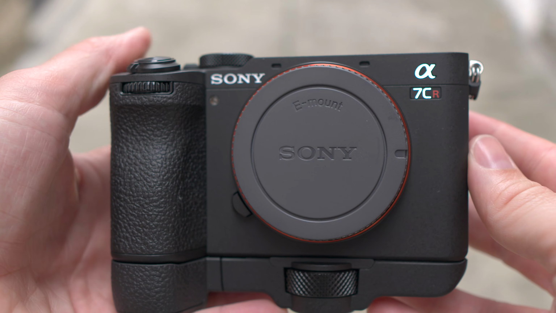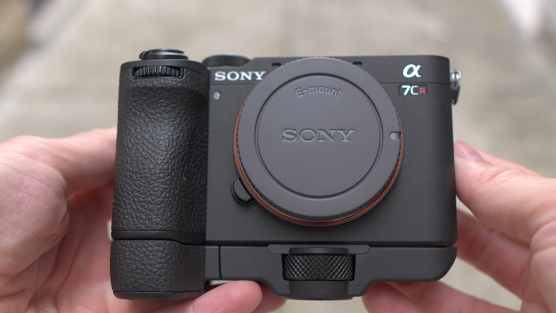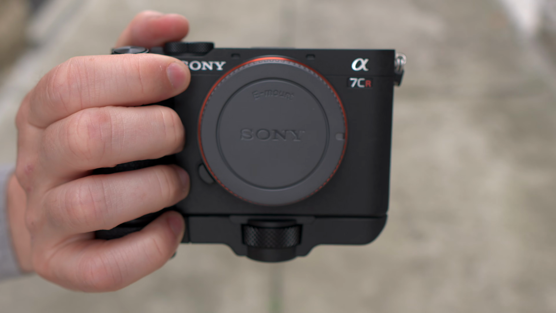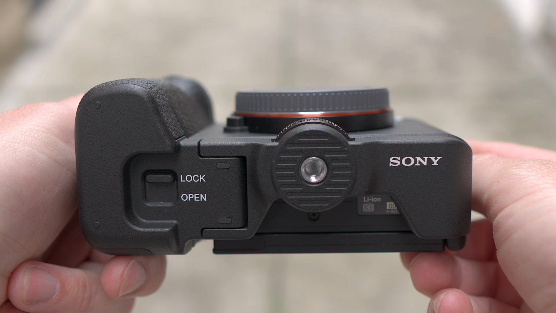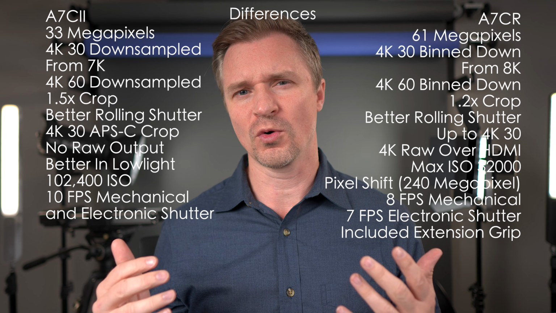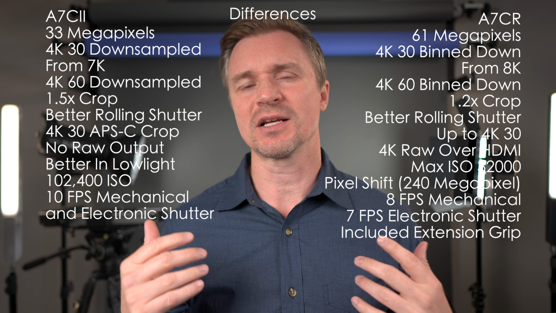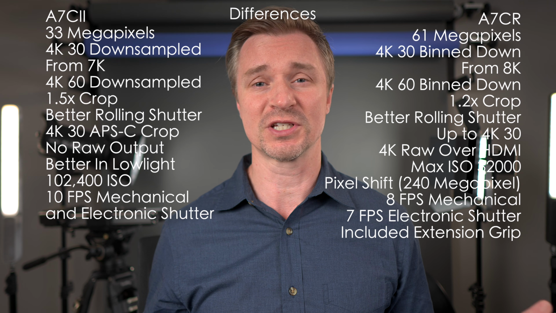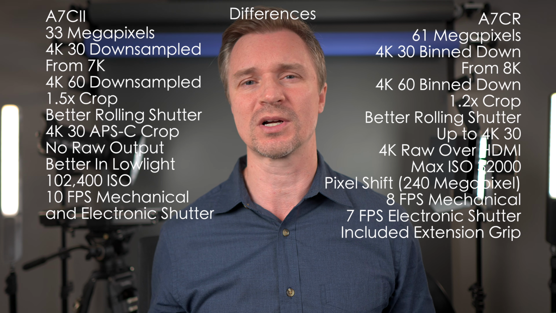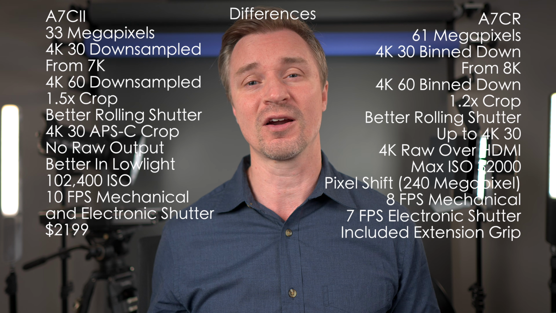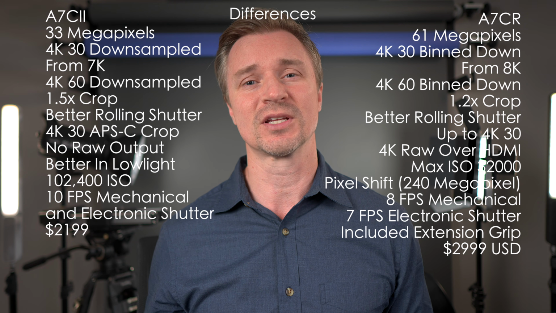Now, included with the A7CR, there's actually an extension grip, so if you do find the camera a little too small to hold, then you can just apply that extension grip and it is nice and comfy. That grip will be available to purchase for the A7C II, but it doesn't come with the camera at that price. And speaking of price, there is a difference here as well. The A7C II will come in at $2,200 USD, and the A7CR will come in at $3,000 USD.